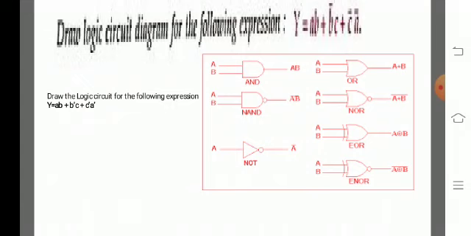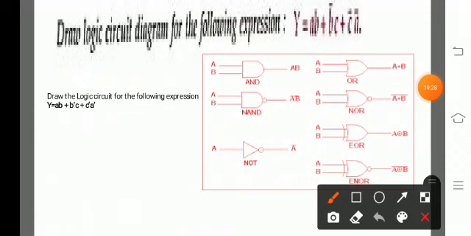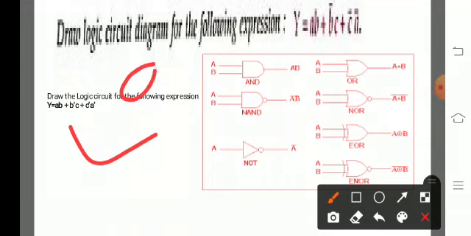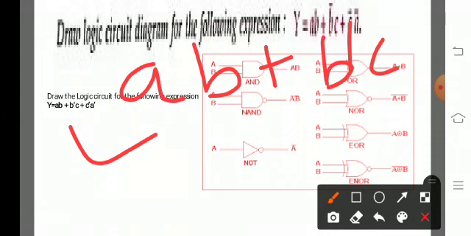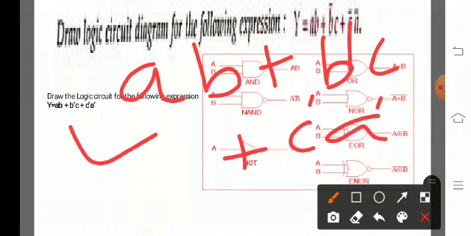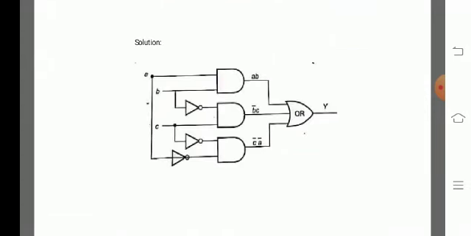Now the question is: draw the logic circuit for the following expression. They will give the expression AB plus B dash C plus C dash A. For this expression we have to convert it into a circuit diagram. So I am going to draw this. See, this is the solution.